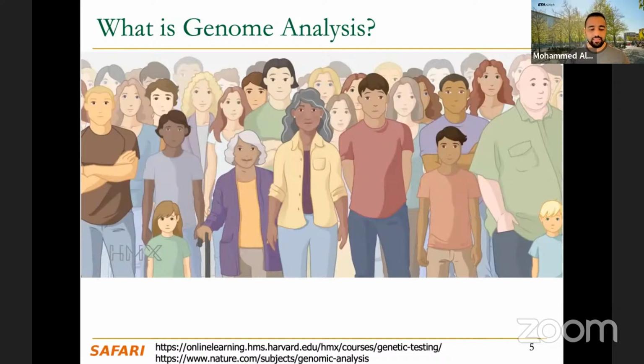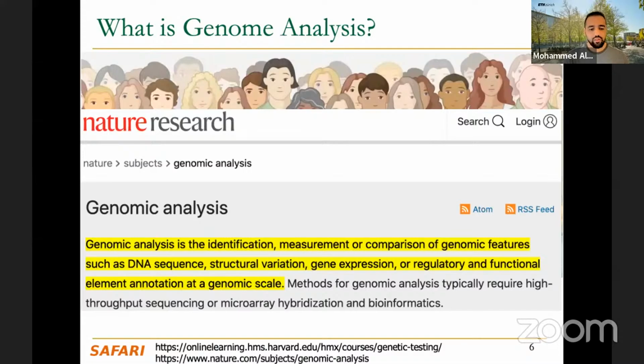This is exactly the same as you see in this picture. For example, you see all these people, they are really different. You can see the body shape, the mass, the hair color, eye color, skin color, the height, and so on. All of these factors make us different. And what makes us different is basically our DNA or our genetic material.